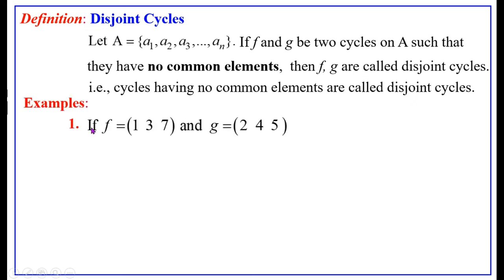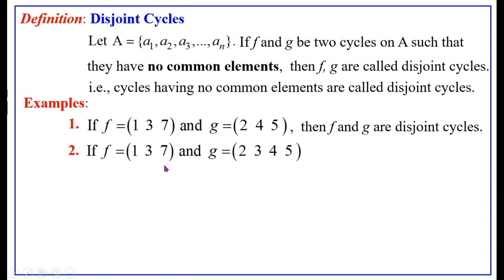For example, if f is equal to the cycle (1, 3, 7) and g is equal to the cycle (2, 4, 5). Here f has three elements, g also has three elements, and none of the elements are the same. So no element of f is there in g. Similarly, no element of g is there in f. Hence f and g are disjoint cycles. If f is equal to (1, 3, 7) and g is equal to (2, 3, 4, 5), then f and g are not disjoint cycles. The reason is 3 is a common number in both f and g.